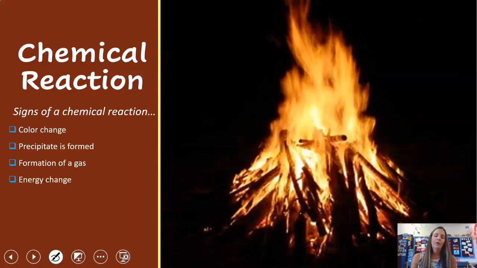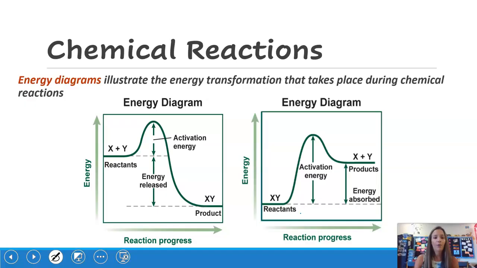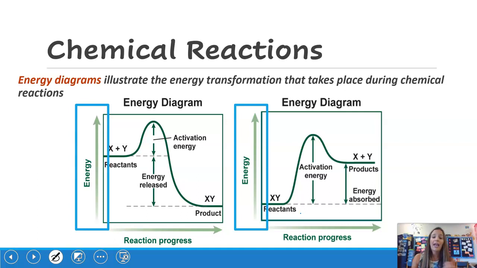Now let's talk about chemical reactions. Chemical reactions are things like a color change, an energy change, a precipitate. Burning is a really common example of a chemical reaction. And when we talk about chemical reactions, they're typically expressed via energy diagrams. They're going to show how the energy changes over the time of the reaction.